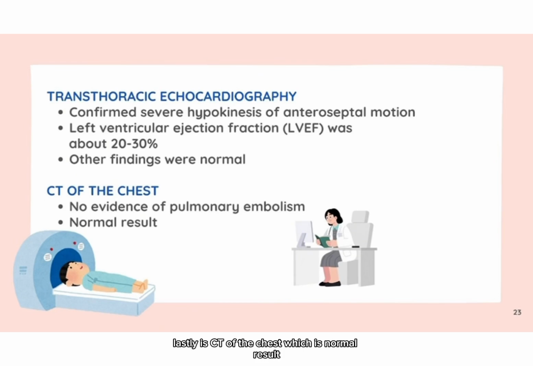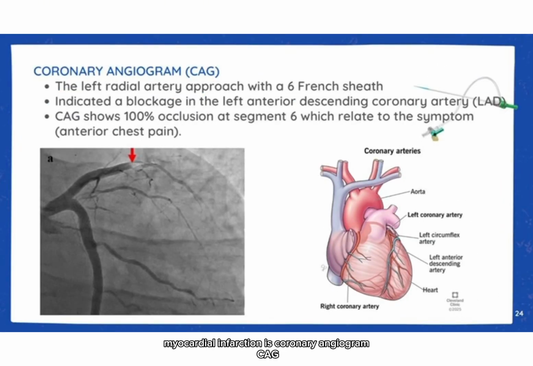Lastly is a CT of the chest, which had a normal result. The last way to diagnose myocardial infarction is the coronary angiogram (CAG). The left radial artery approach with a 6-French sheath indicated a blockage in the left anterior descending coronary artery. Based on the imaging findings, it confirmed 100% occlusion at segment 6. Segment 6 refers to the proximal segment of the left anterior descending artery.